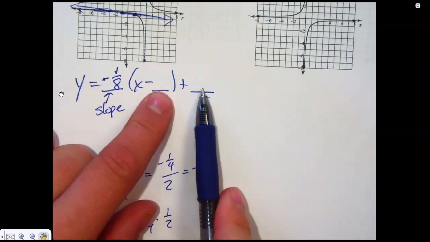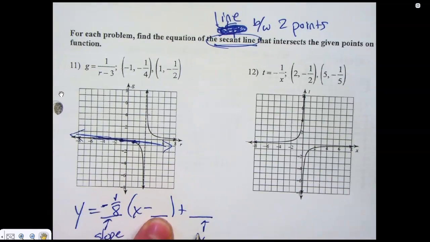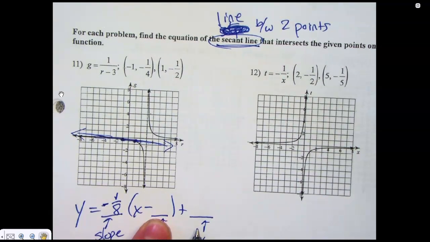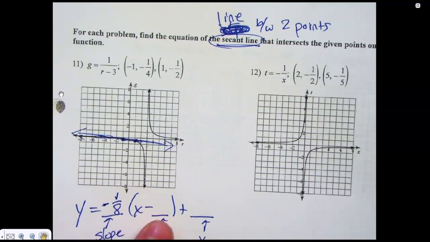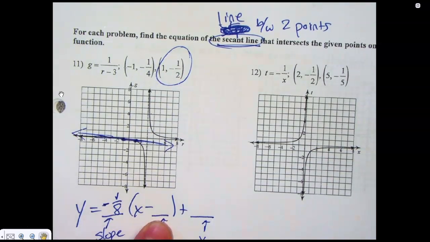And then you're just picking a point. I don't care which one you pick. Pick whichever one looks easier to work with, because you're going to have to put this in y equals form, so you're going to have to distribute. Whichever one looks easier to distribute, use that one. I think they're probably both about the same, but I'm going to use the 1, -1/2.